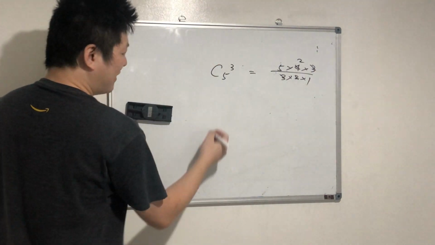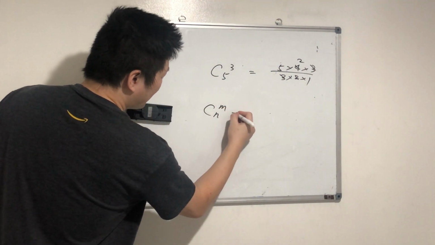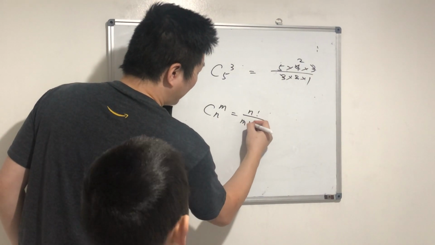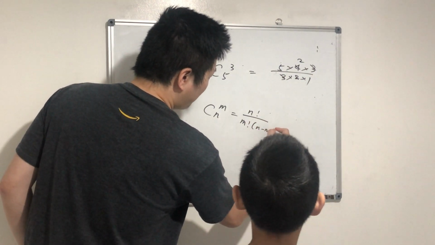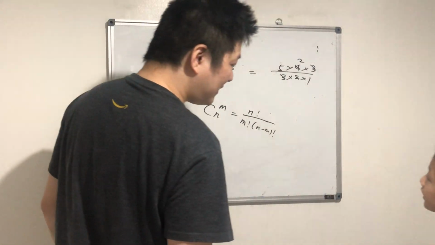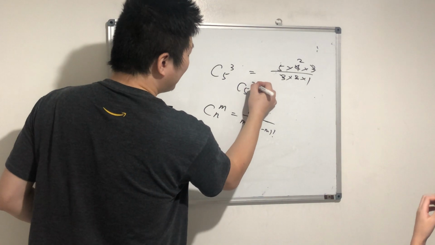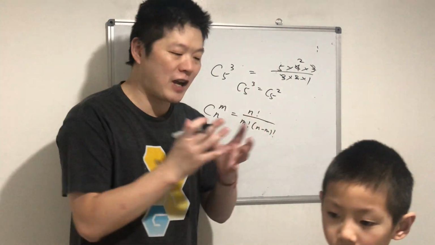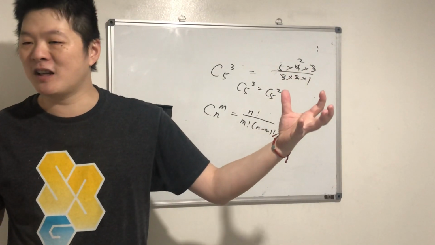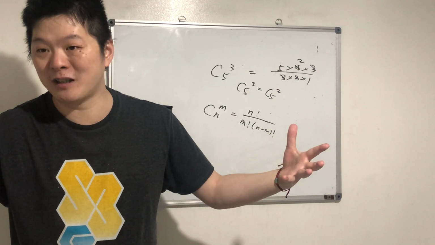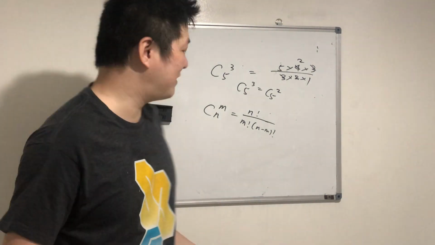So it's 10 ways. C(n,m) equals n factorial divided by m factorial times (n minus m) factorial. And C(5,3) is equal to C(5,2). It's the same because there are 5 apples, and if you pick 3 apples, you also have a solution for picking 2 apples. Am I right?